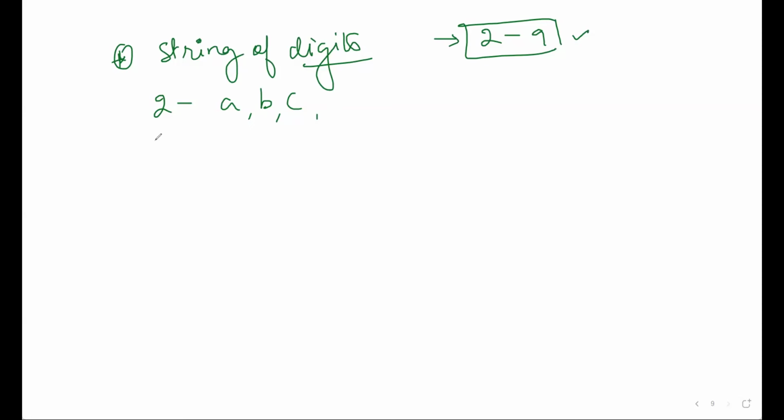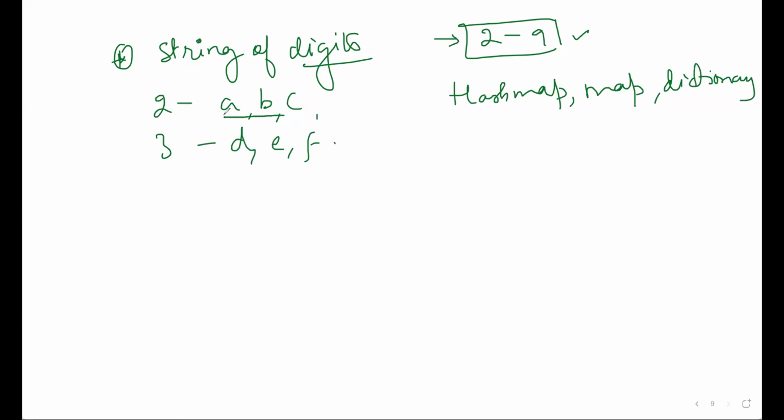Yamini, good job. Similarly, 3 we have, what are the characters? D, E, F. So you can use hash map, map, dictionary for doing this mapping. Goal is very simple. Map corresponding characters with the digits. So 2 will be mapped with ABC. You can have list, you can have vector. Vector is a dynamic array, and map 2 with those characters. List of characters you can have.